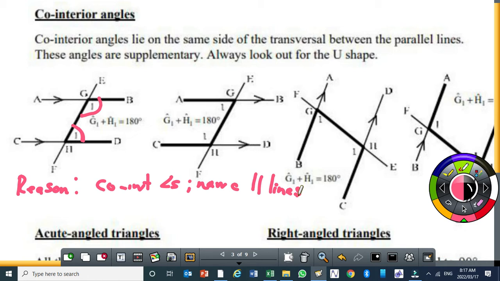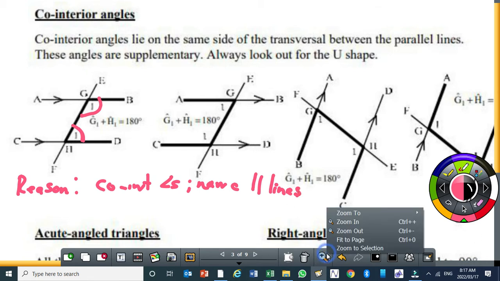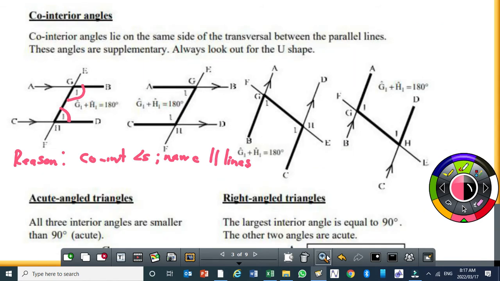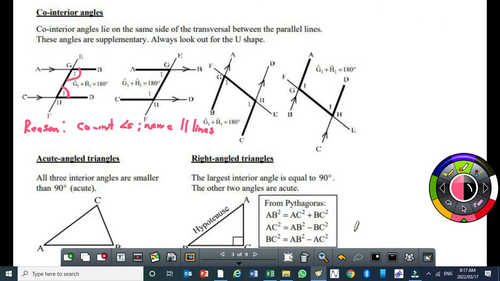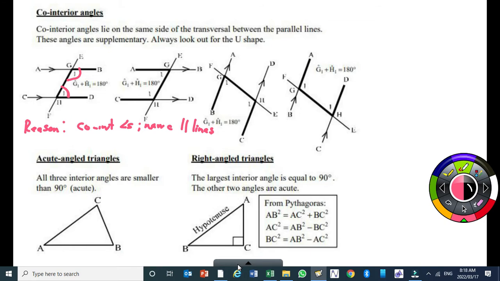Now, the next aspect, which you have done as well, is geometry of triangles. So with the triangles, we'll just start with an acute angle triangle. An acute angle triangle is a triangle that has no angle which is more than 90 degrees. It means all the angles are between 0 degrees and 90 degrees. We call it an acute angle triangle because no angle is more than 90 degrees.